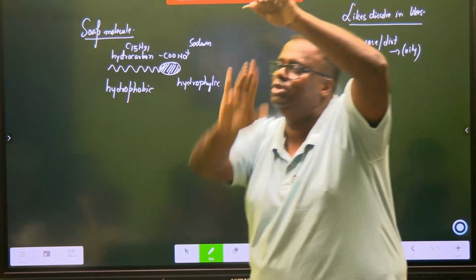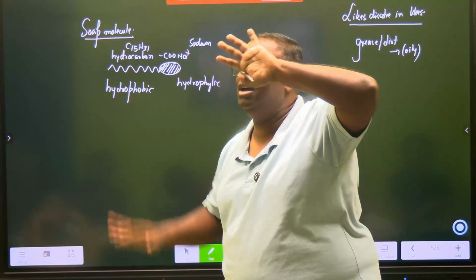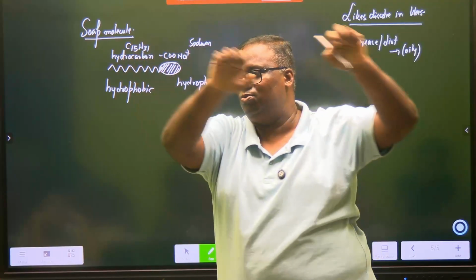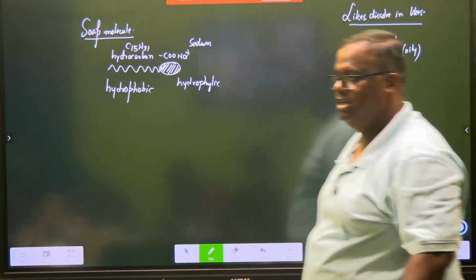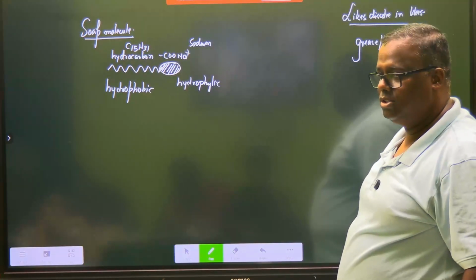That's what happens when you do that Scotch Brite action. So you are making all the hydrocarbon parts get attached to what? Those particular grease. Right? So you have arrested the grease. Now they have to come out.